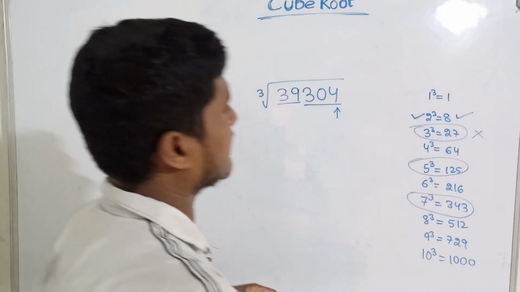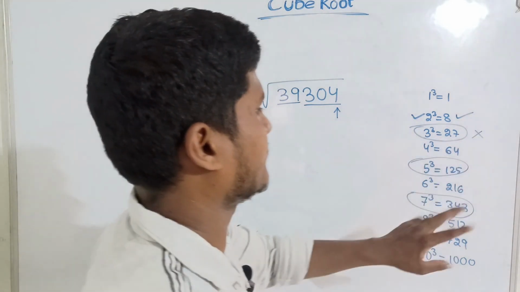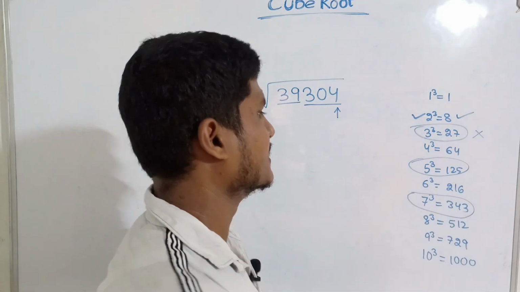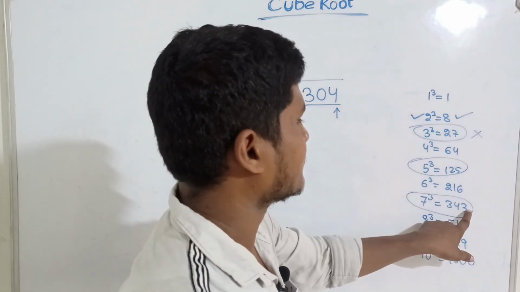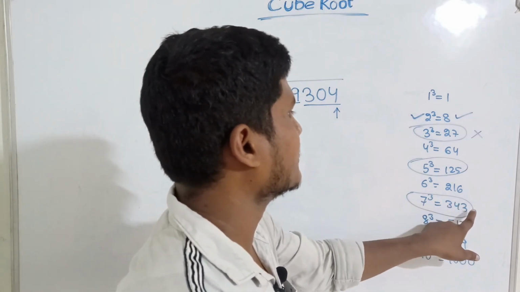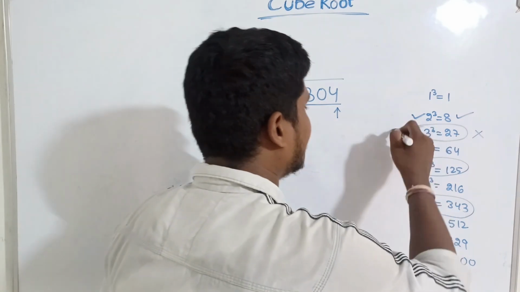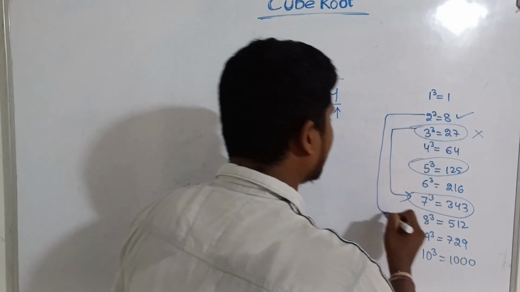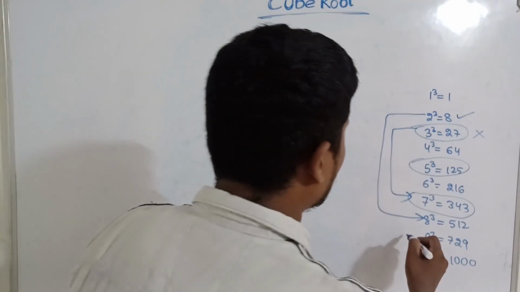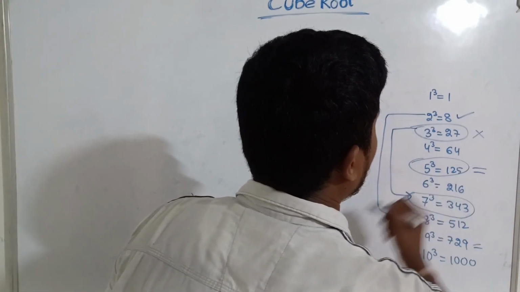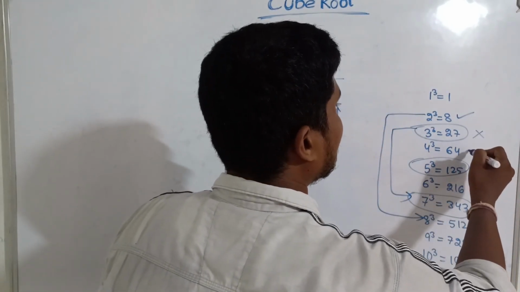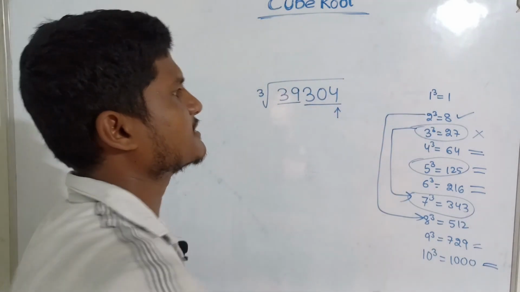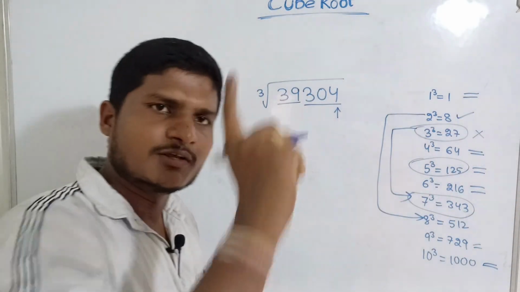4 cubed is 64, 5 cubed has unit digit 5, 6 cubed also has unit digit 6. 3 cubed has unit digit 7 and 7 cubed has unit digit 3. There is a relationship between those numbers. 2 cubed has unit digit 8, 8 cubed has unit digit 2. 9 cubed stays 9, 5 cubed stays 5, 6 cubed stays 6, 4 cubed 64 is also the same, and 0 cubed stays 0. So very easy. And finally 1 cubed also has unit digit 1.